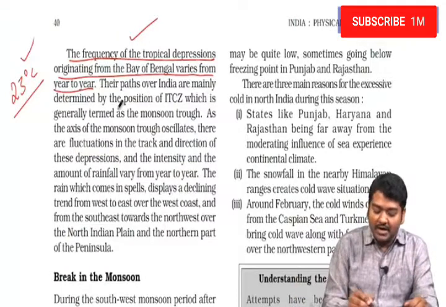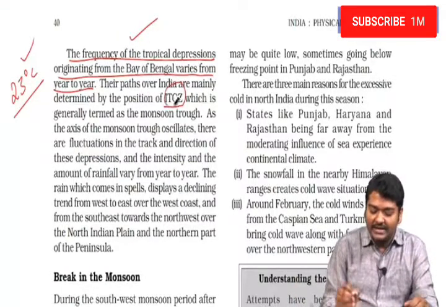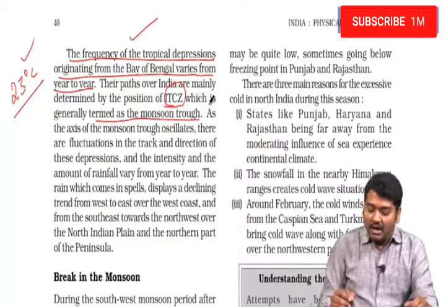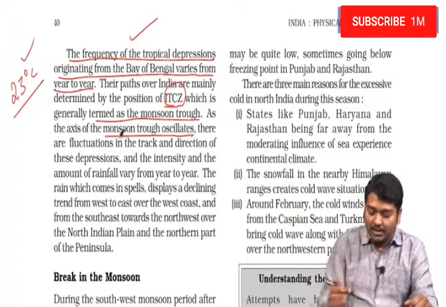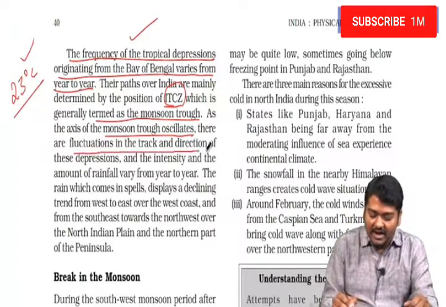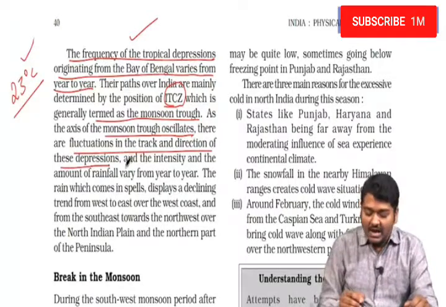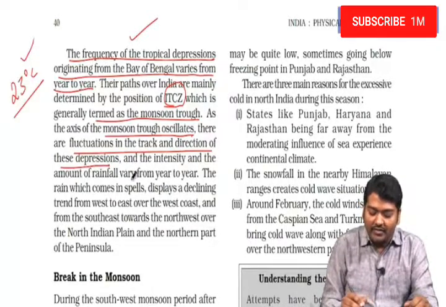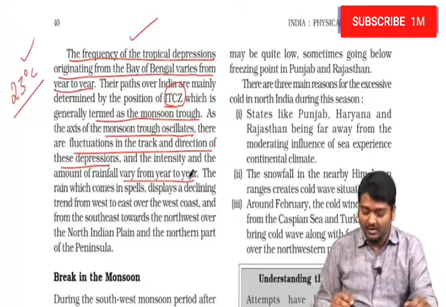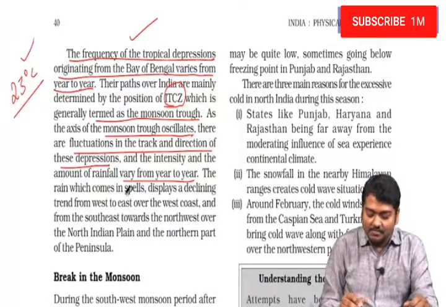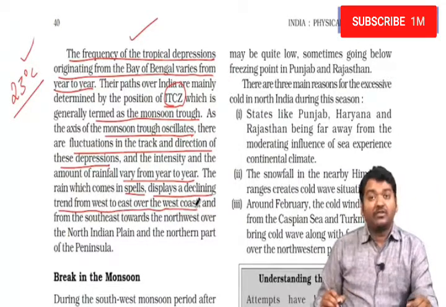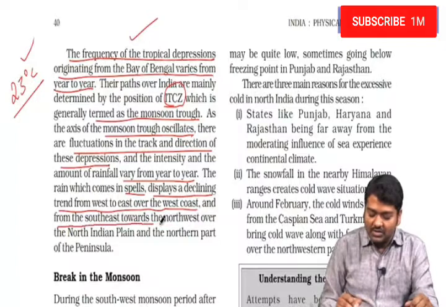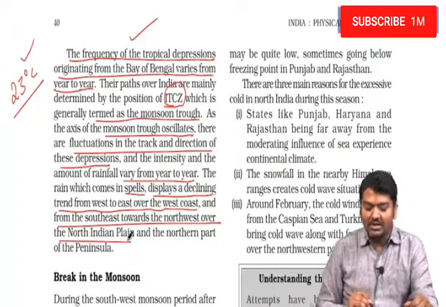Their paths over India are mainly determined by the position of ITCZ, which is generally termed as monsoon trough, correct? As the axis of the monsoon trough oscillates, that is, if it moves above and below, there are fluctuations in the track and direction of these depressions, and the intensity and the amount of rainfall vary from year to year. The rain which comes in spells displays a declining trend from west to east over the west coast and from southeast towards northwest over the North Indian peninsula.